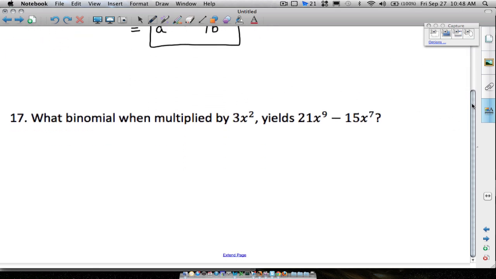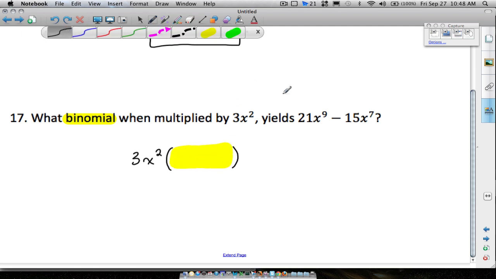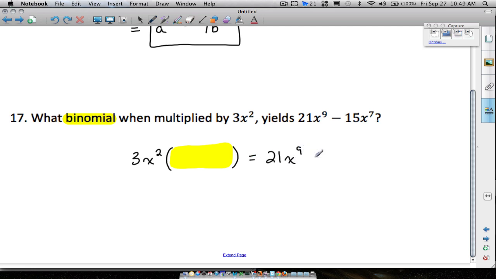Number 17, we're still going to use division here. What binomial, when multiplied by 3x squared yields 21x to the 9th minus 15x to the 7th? What does all that mean? I'm just going to write that down. 3x squared times some binomial, we don't know what it is, but we want it to equal 21x to the 9th minus 15x to the 7th. So we want to ask ourselves, what can we multiply 3x squared by to get this stuff?